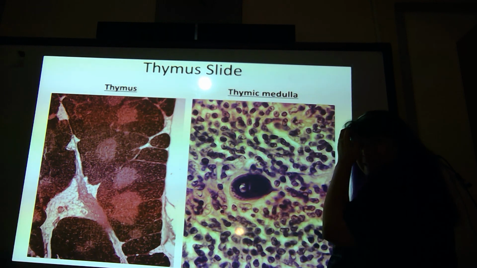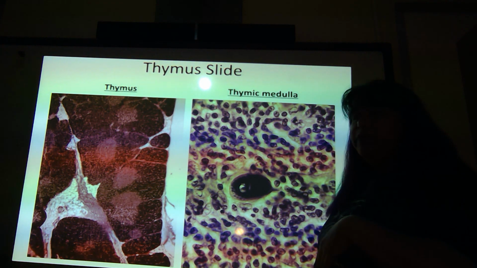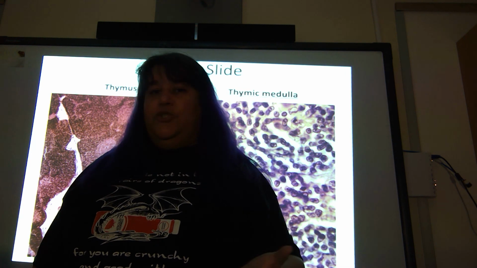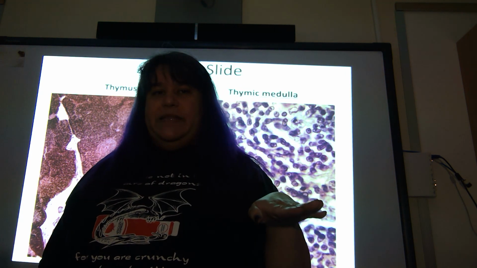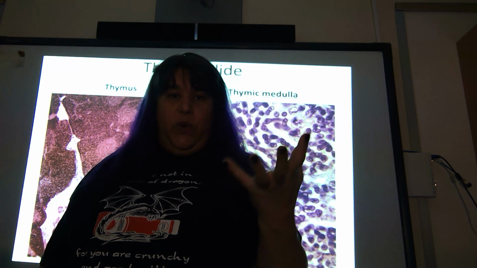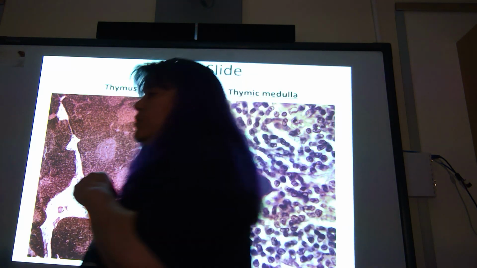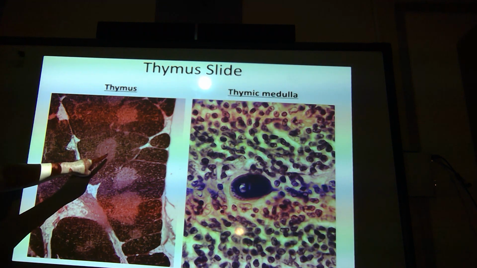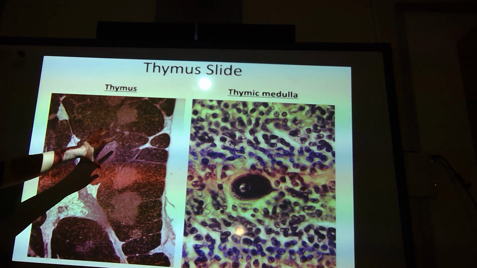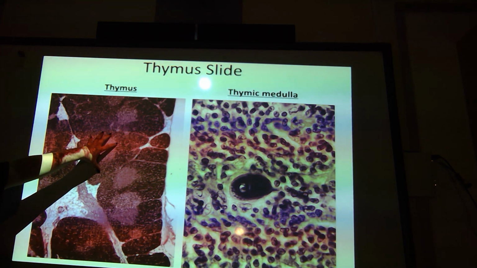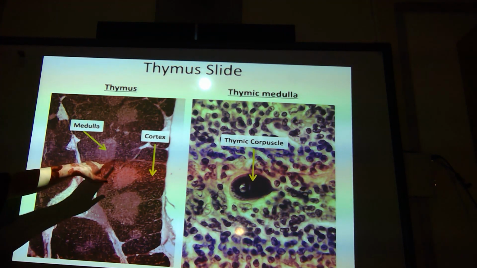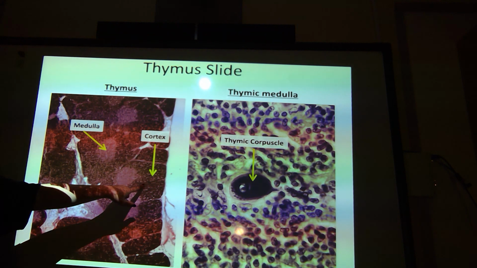So looking at the histology of the thymus, I mentioned before that medulla and cortex always mean the same thing. Medulla means middle, cortex means outside, right? So if you look here, you'll notice that I've got kind of a lighter inside and a darker outside, right? So I've got the thymic medulla and the thymic cortex.